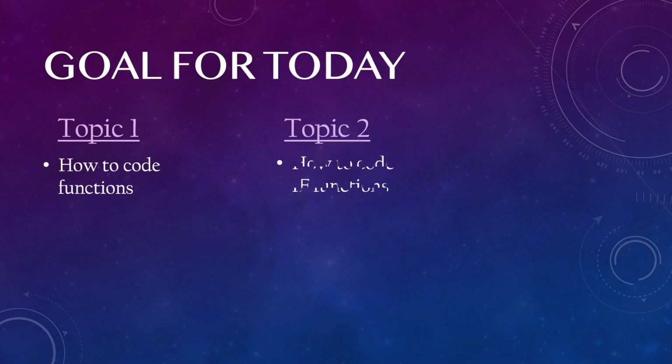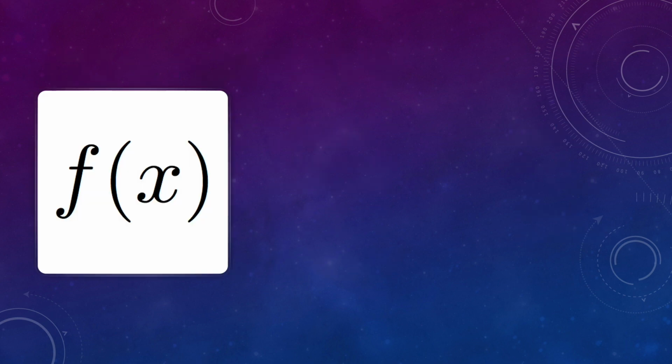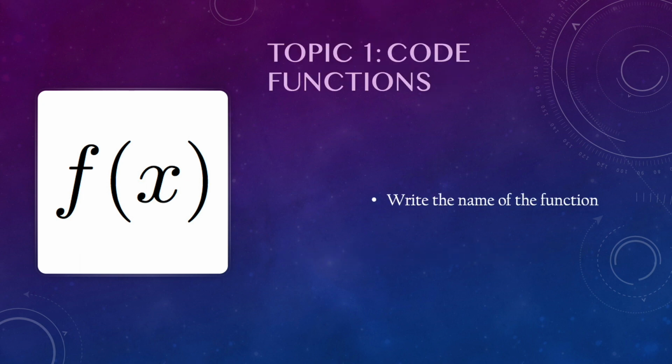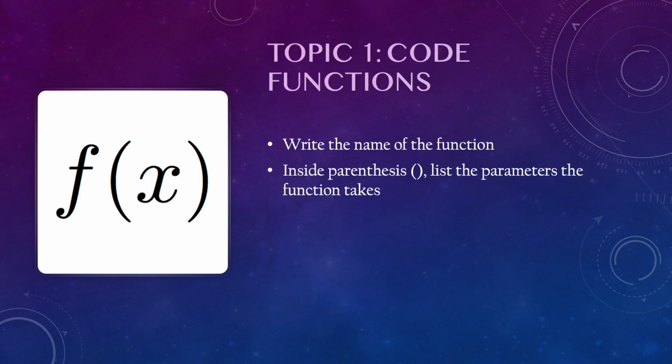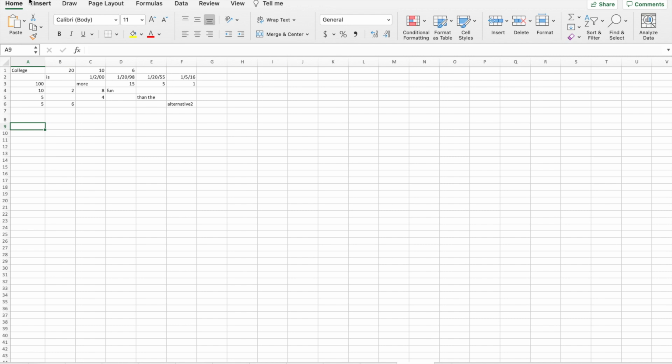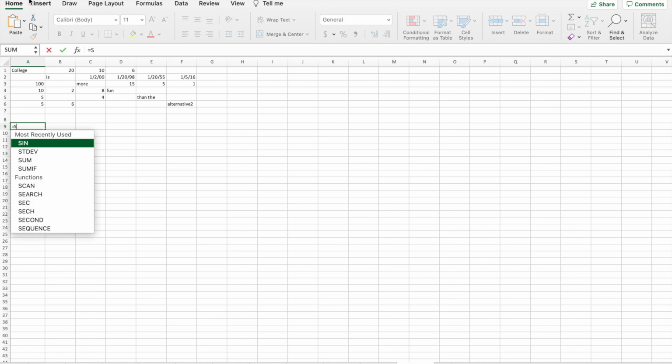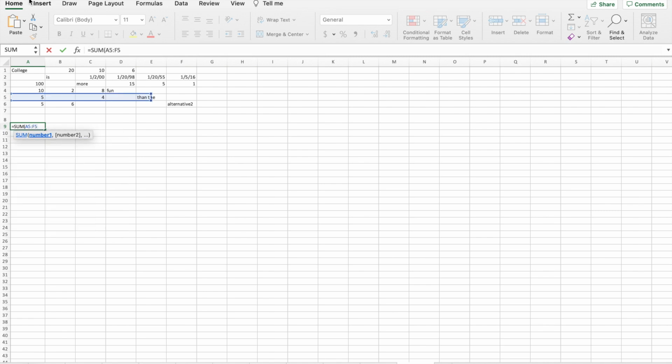The goal for today is to teach you how to code regular and if functions and apply them on Excel. To code functions, you want to write the name of the function, and inside the parentheses, you list the parameters the function takes. As you can see, I already have the example typed out to save time, but the first function is equals SUM of parentheses A5 to F5.